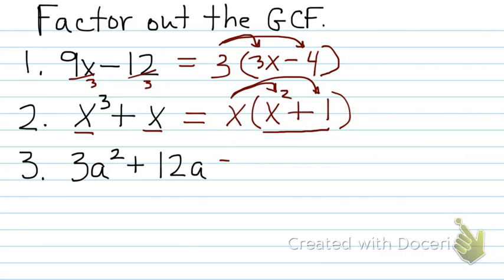So here, notice we have a greatest common factor for 3 and 12, that would be 3. And then the first term here has 2 factors of a, the second one has 1. So they both have at least one factor of a. So our GCF is 3a. And so we're going to have to figure out 3a times something is 3a squared. We need an a. And 3a times something is 12a. That would be 4. So let's move on to the next problem.